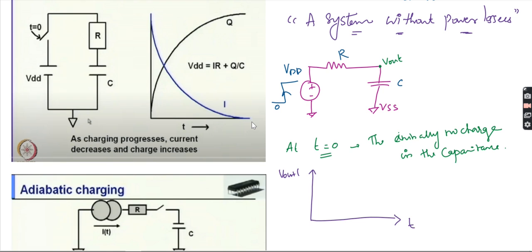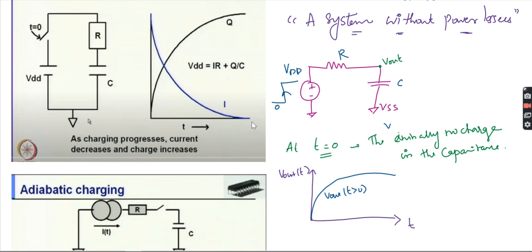V out of t with respect to t. Now, as the time t increases, what will happen? That means you are gradually increasing the VDD, or just applying VDD. When applying to the system, your capacitor starts to charge. The capacitor starts to charge, and at one particular point of time it will be constant like this, right? So this is V out of t, for t greater than 0.